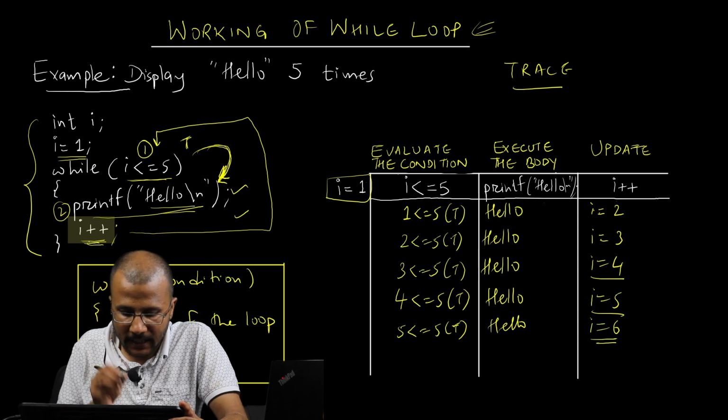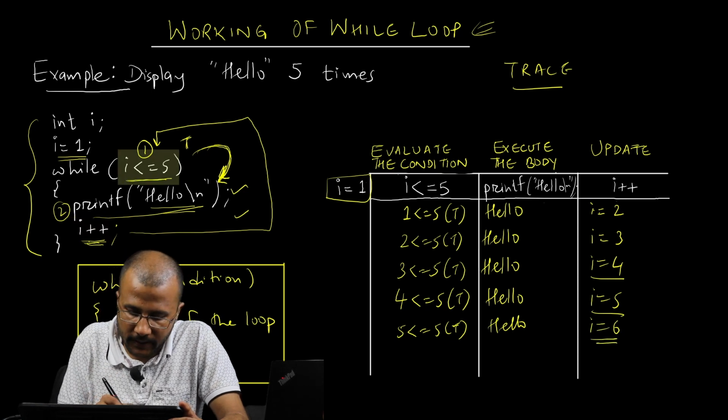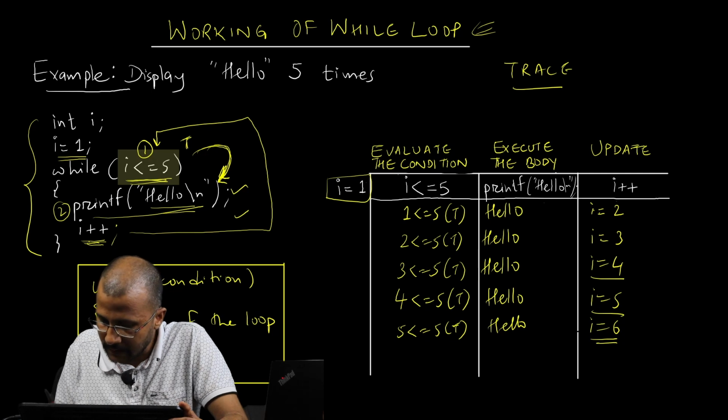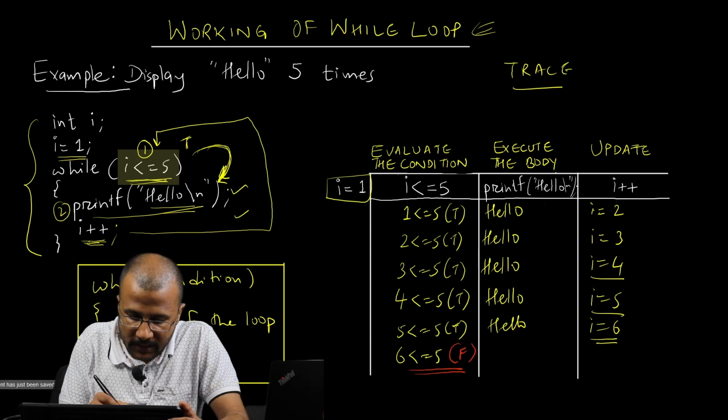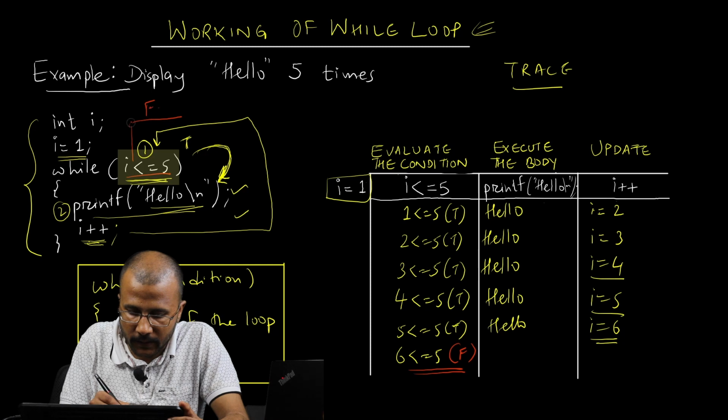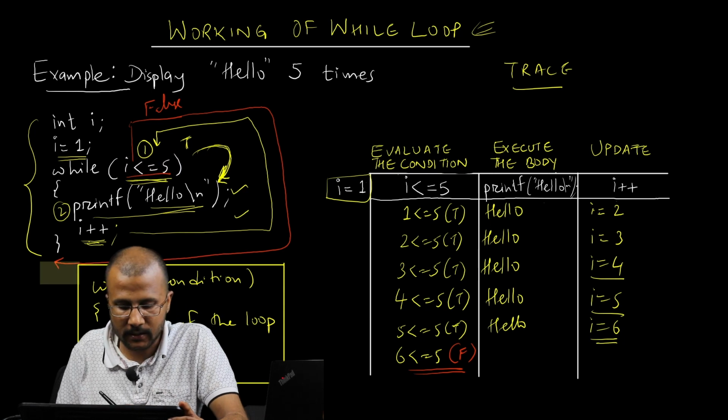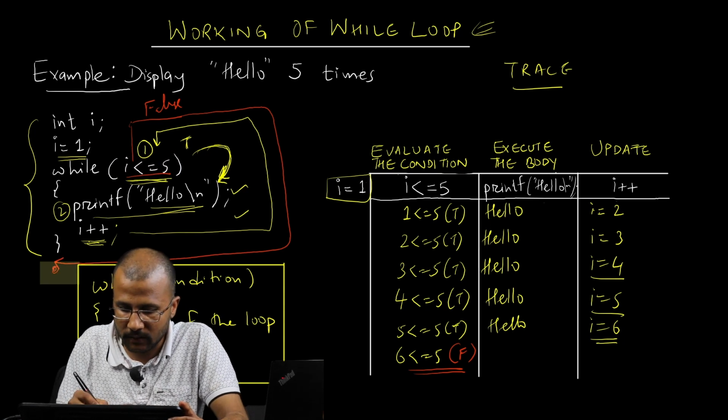Now finally, once I becomes 6, again it will go back and check the condition I less than equals to 5. I is 6, 6 less than equals to 5. Is it true or false? Now this is false. Whenever this condition becomes false, it will not go inside the body, rather it will come outside of the loop. So the looping is done. So the loop terminates. This is called termination of the loop.